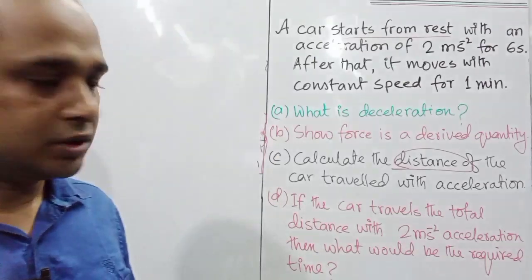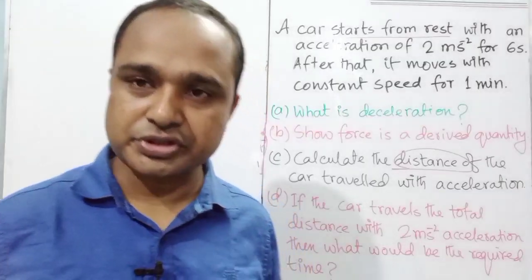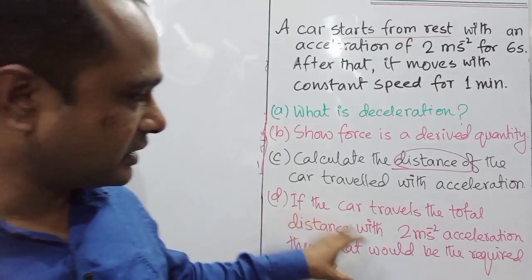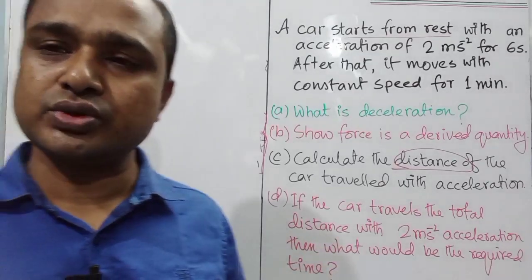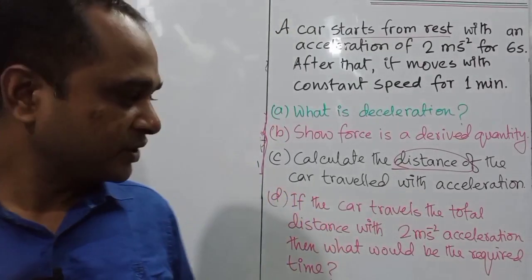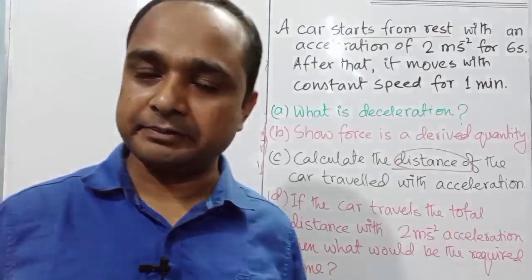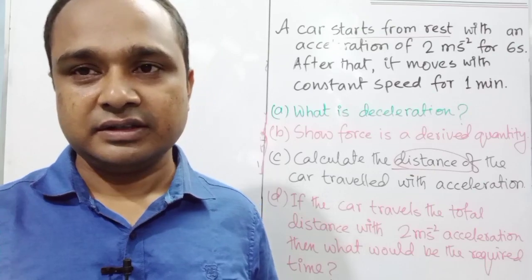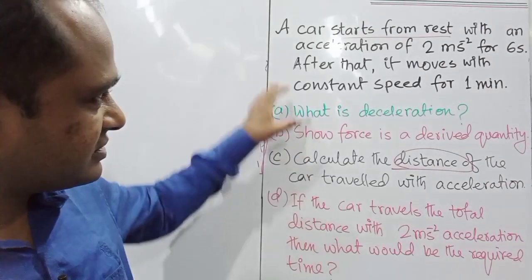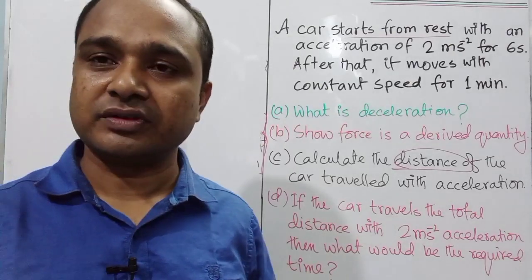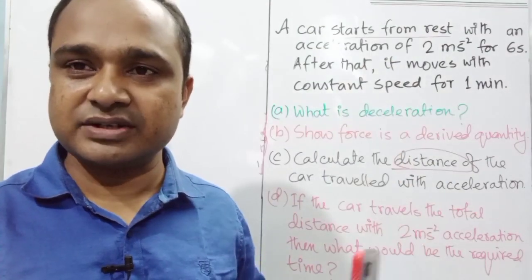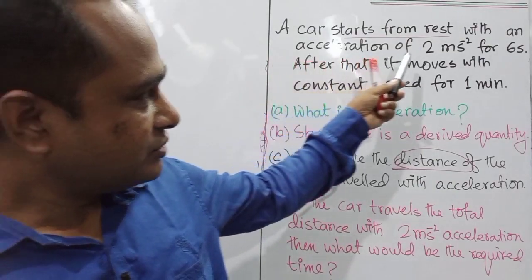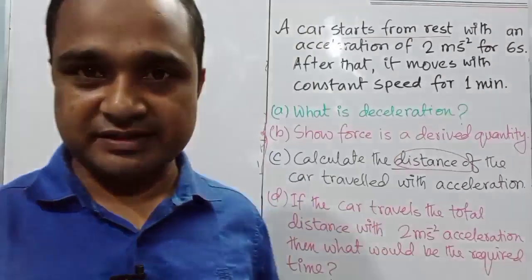Now we are going to solve our last question. In the question they give a condition that if the car travels the total distance with 2 meter per second square, then what would be the required time? Here we have to calculate the time for the distance which is travelled according to the step. We know the total distance can be calculated using the parameters.